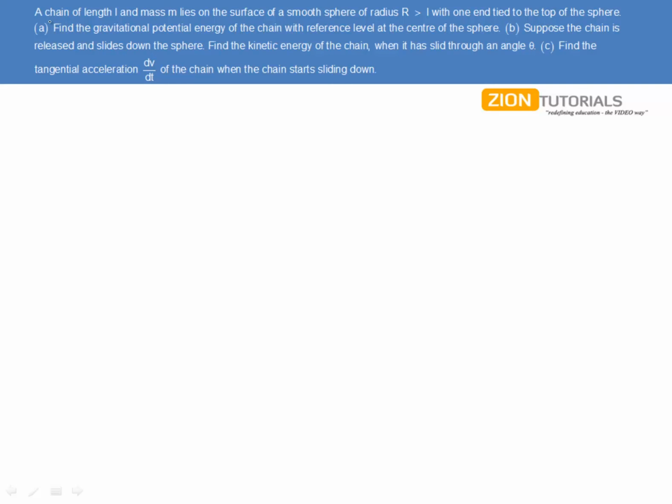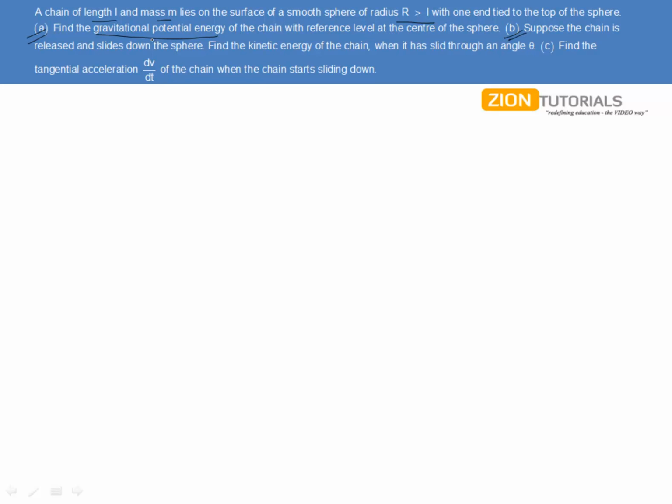As the question says, a chain of length L and mass m lies on the surface of a smooth sphere of radius r greater than L with one end tied to the top of the sphere. Then find the gravitational potential energy of the chain with reference level at the center of the sphere.